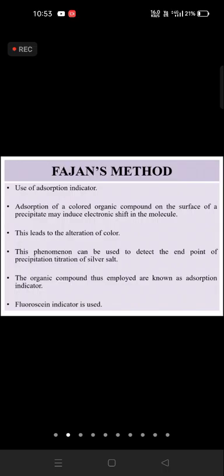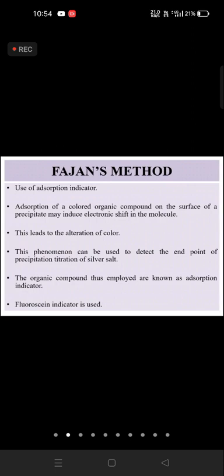Okay. Now what is Fajan's method of titration? See, in case of Fajan's method, we are using an adsorption indicator. The type of indicator which is used in Fajan's method is known as the adsorption indicator. Just remember the name because it may come in the MCQ: name the indicator which is used in Fajan's method, or name the type of indicator. If the question is to name the indicator, you have to name the particular indicator being used in Fajan's method. But if the question is to name the type of indicator used in Fajan's method, at that time you have to mention adsorption indicator. So the term adsorption indicator is very important.